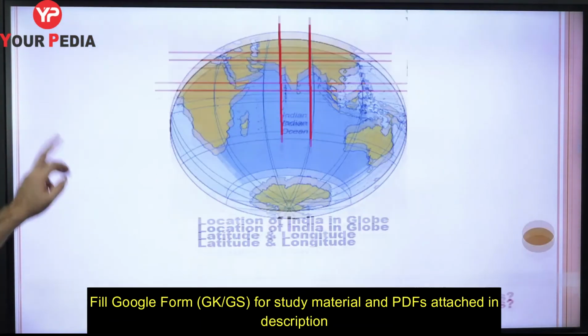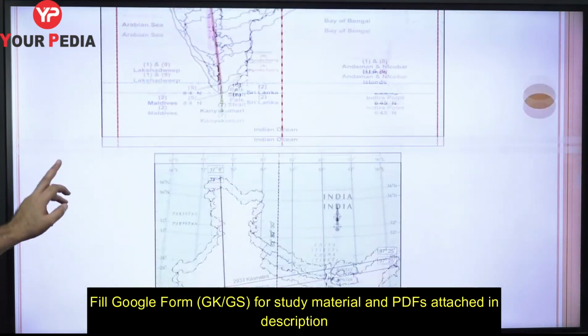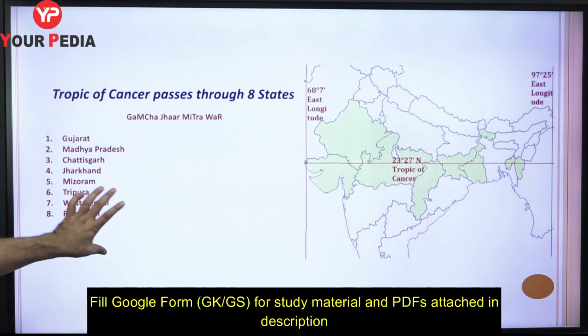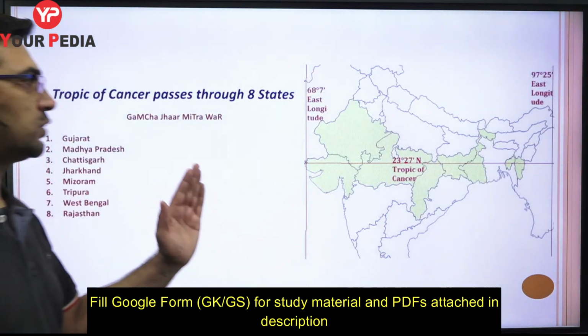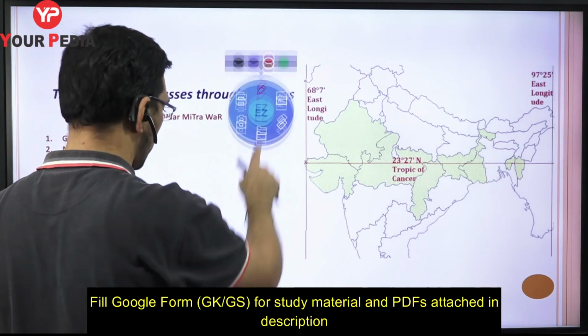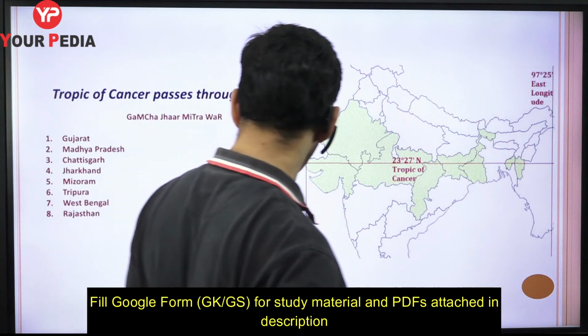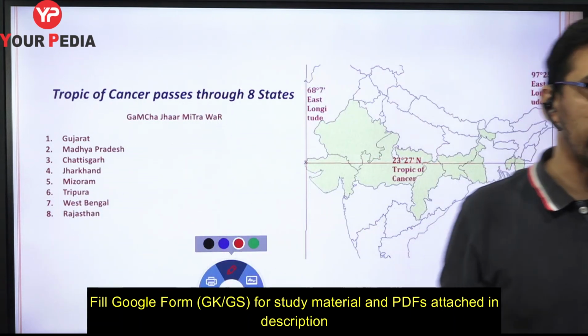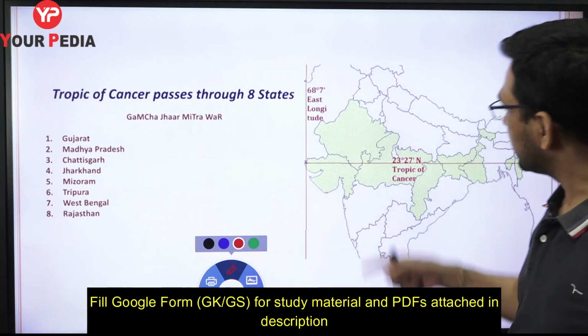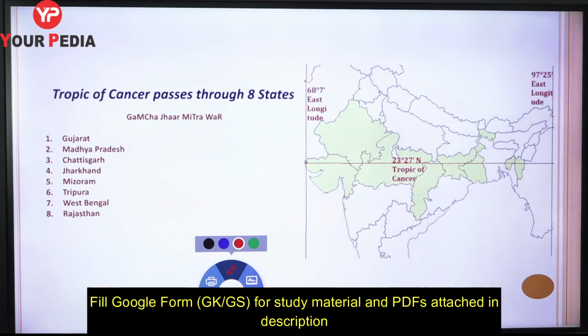Now just see this. Since the Tropic of Cancer passes through your India, from the exam point of view, what is important is that he can ask you through which states this Tropic of Cancer passes, right? So just have a look at the map of India.